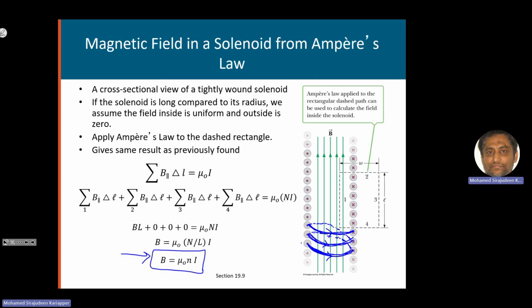So now you understand how to get the magnetic field direction. You curl your fingers in the direction of the current flow. So the thumb tells you the magnetic field will be up inside this solenoid.